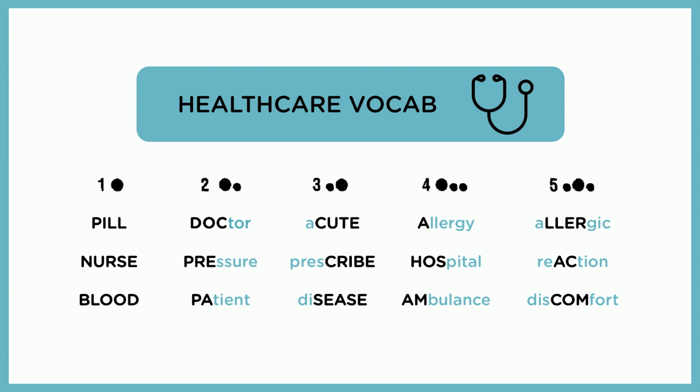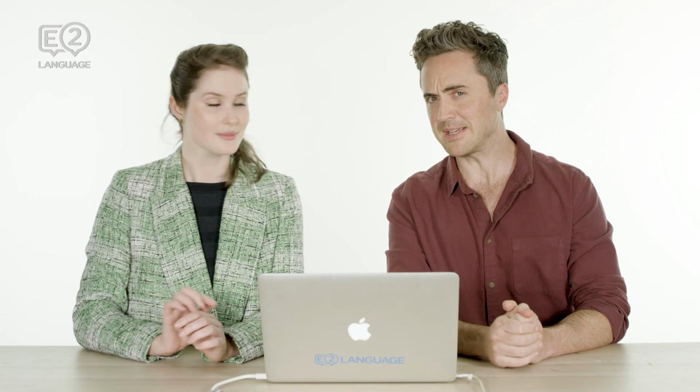So let's look at column 2. We've got doctor, pressure, patient. Column 3, we're reversing the pattern now to the second syllable. Acute, prescribe, disease. Fourth column, 3 syllables. Allergy, hospital, ambulance. And then fifth column, the stress is in the middle. Allergic, reaction, discomfort.